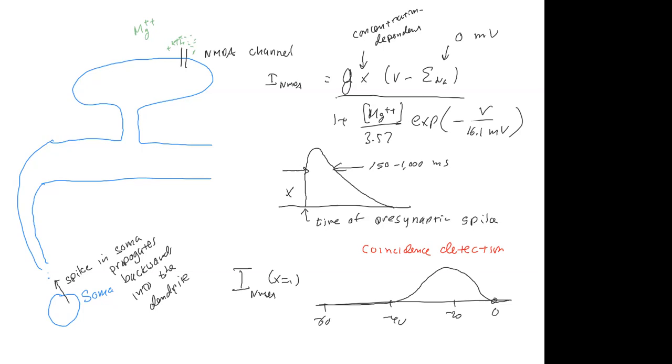Okay. So normally the voltage, so if this is the voltage at the spine, normally it's sitting here around rest. Whenever the soma spikes, the voltage goes up for a while and comes back. And so if a neurotransmitter is released when the voltage is high, you're going to get some current in the NMDA channel, okay?